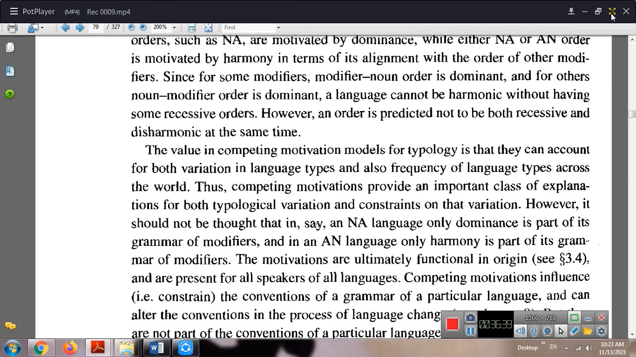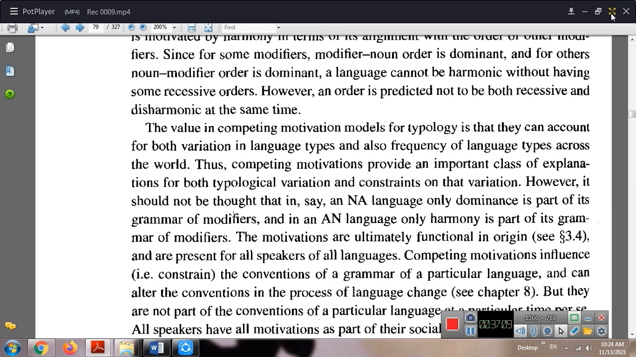The value in competing motivation models for typology is that they can account for both variation in language types and also frequency of language types across the world. Thus, competing motivations provide an important class of explanation for both typological variation and constraints on the variation.